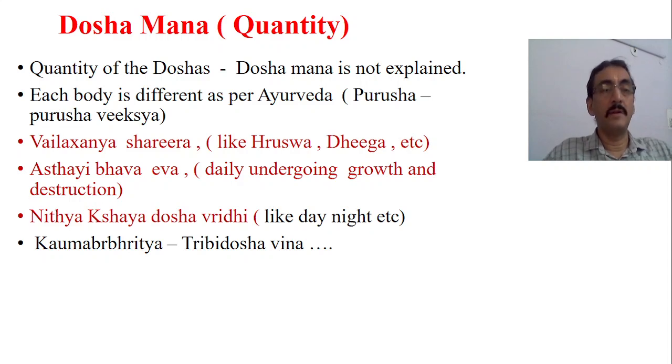Very clear explanation. In Kaumarbhritya also, as I told earlier, it is said that it's very difficult to treat children because the vata doshas are not completely formed in their body, because they are immature.